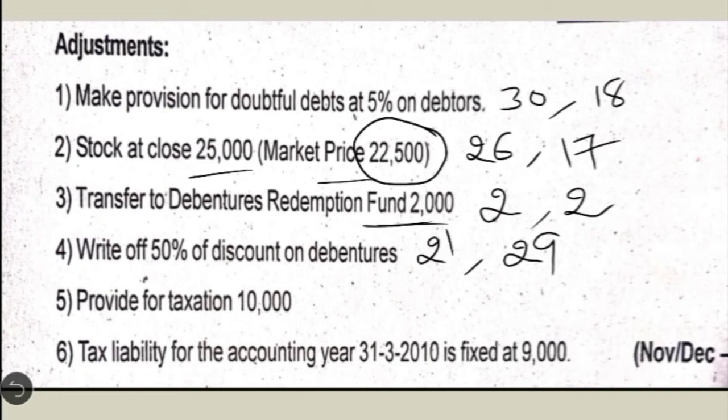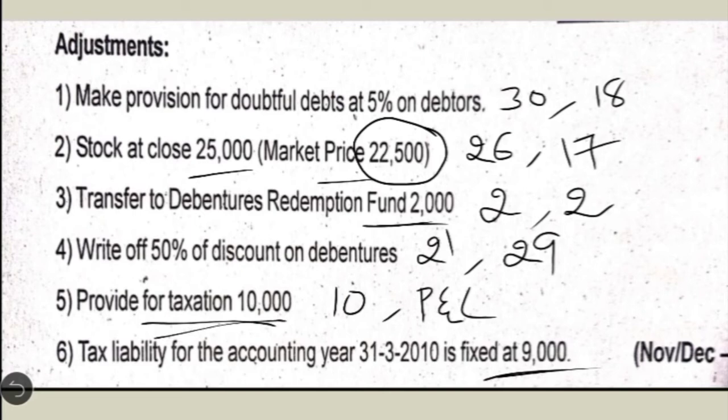Then provide for taxation, so this is the provision for taxation which you are creating for the current year. So as usual, it will be shown in note number 10, that is short term provision. One more time it has to be shown in profit and loss account, that is under tax expenses. Then tax liability for the accounting year 31st March 2010 is fixed at 9,000. Now let us discuss this taxation. Don't get confused with the provision for taxation of the current year. For the current year, this 10,000, the adjustment is very simple. You are going to show that in note number 10, that is short term provision. One more time you have to show it in profit and loss account under tax expenses.